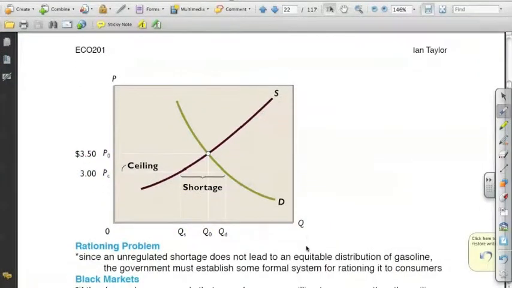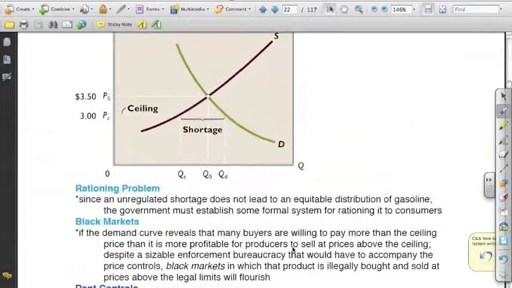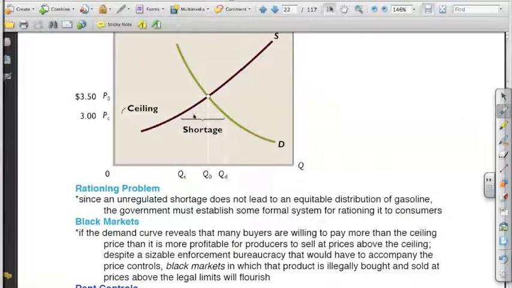A shortage will also cause black markets. So, if we see all these demanders here, all this right here are people that are willing to pay all of this money here to get that good. So all of this is where we'll have this black market, because quantity demanded is greater than quantity supplied.